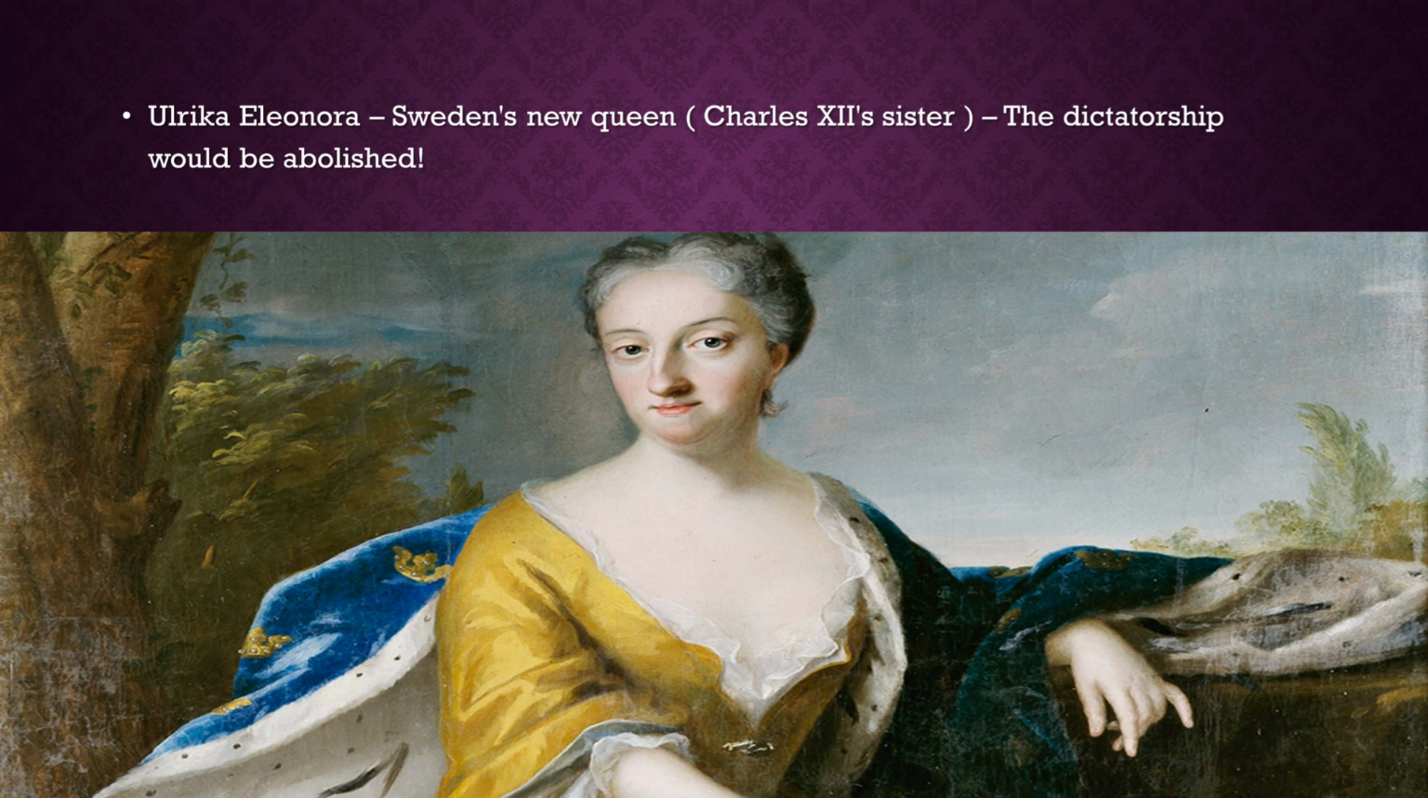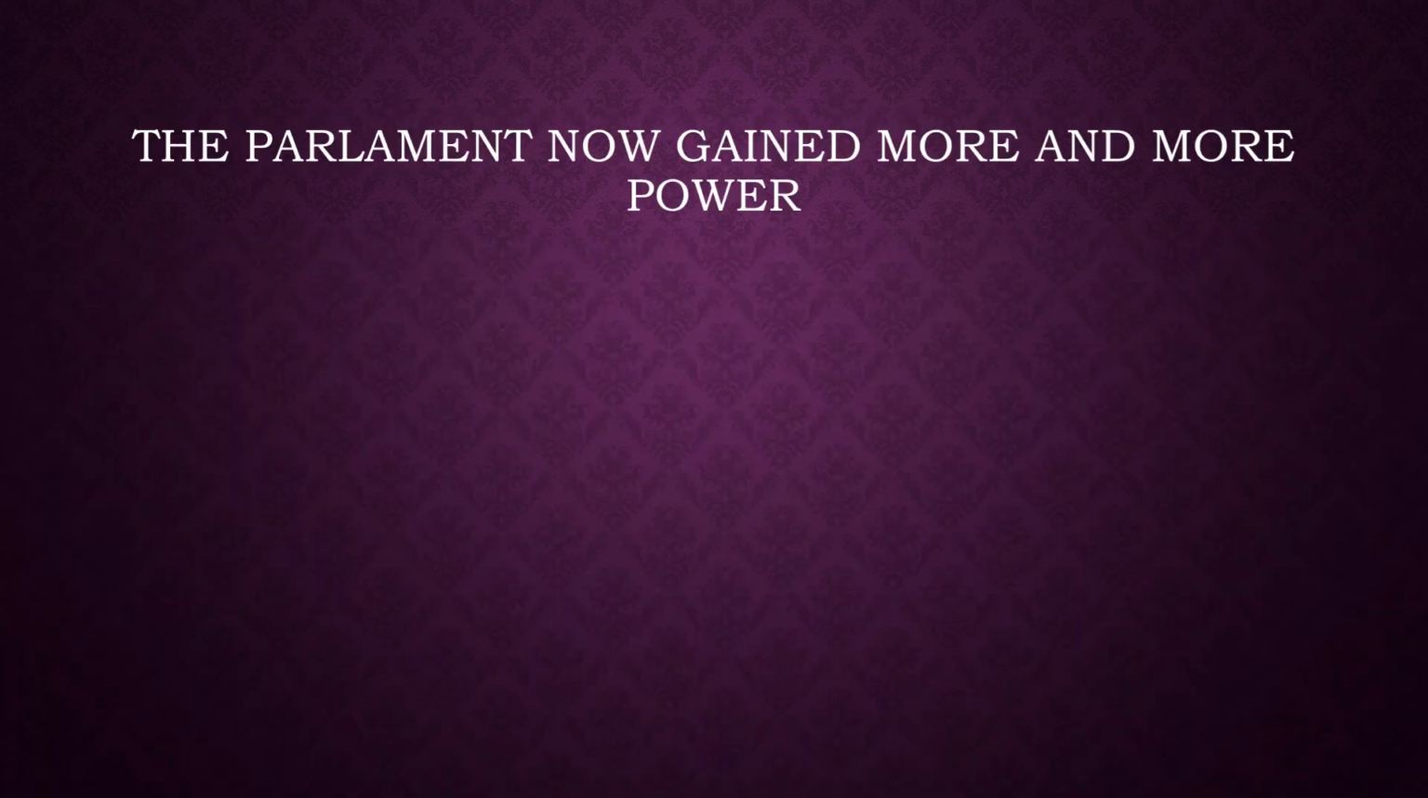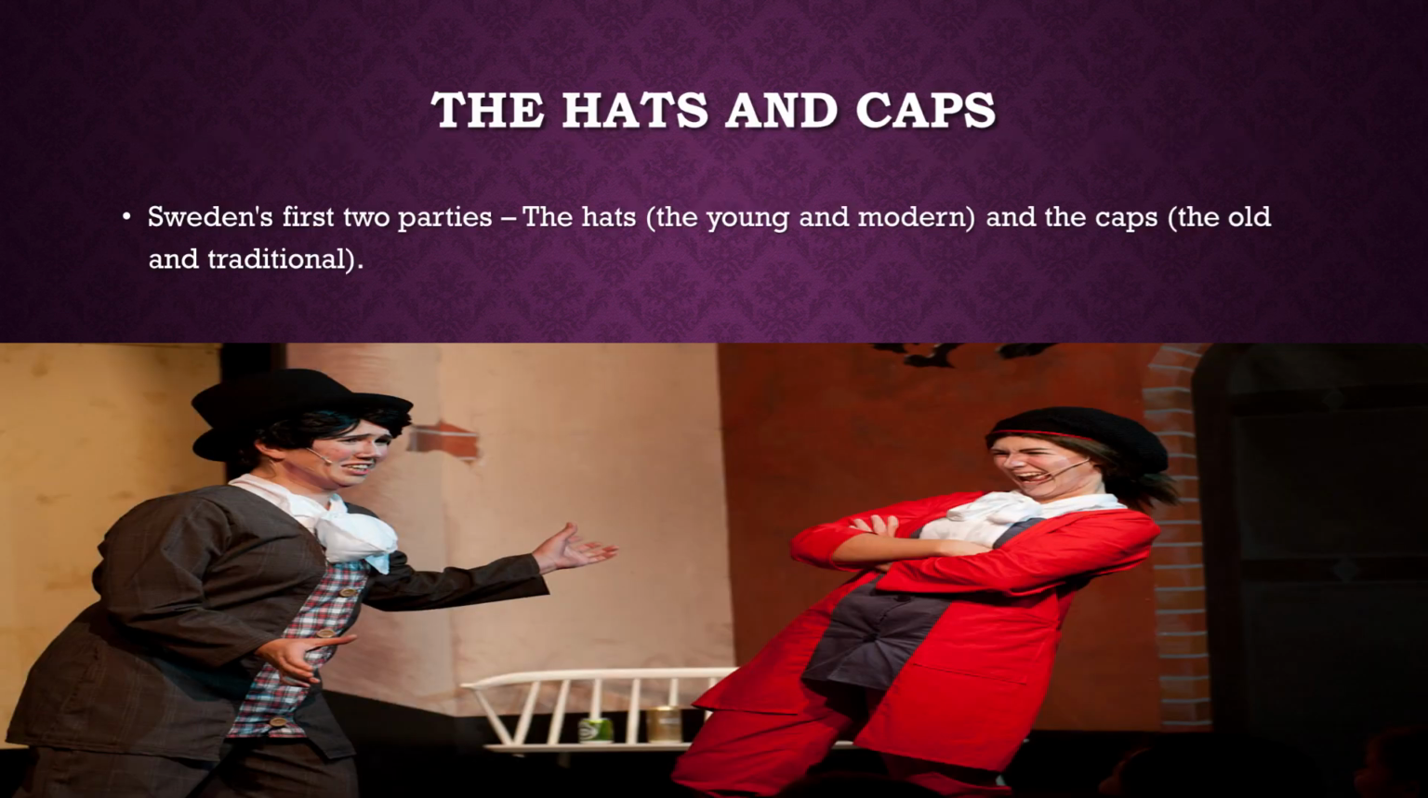During this time, Sweden had a queen, Ulrika Eleonora, on this picture here, and she was Charles XII's sister. And she decided that the dictatorship of earlier Swedish kings now was abolished. So the Swedish parliament gained a lot more control and power. During this time, we can see two really strong Swedish parties, the Hats and the Caps. The Hats were a young and modern party, while the Caps were a more traditional old party.